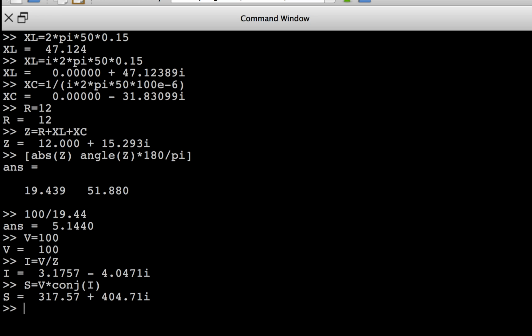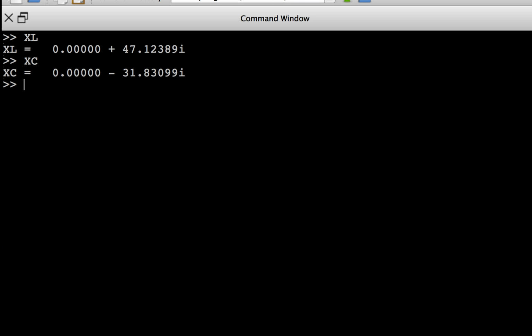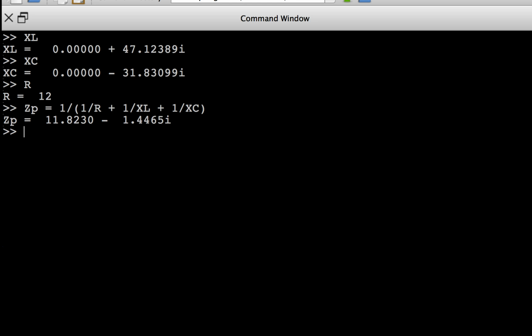I'm just clearing the screen. Just let me check the values. XL value is available, XC is available, and R is also available. So ZP. I'm using the notation ZP because it is parallel impedance. So that is 1 by R plus 1 by XL plus 1 by XC, and then overall I have to divide by 1. So I just give 1 by. I can also give the power of minus 1, but both are the same. So I'm getting the total impedance.